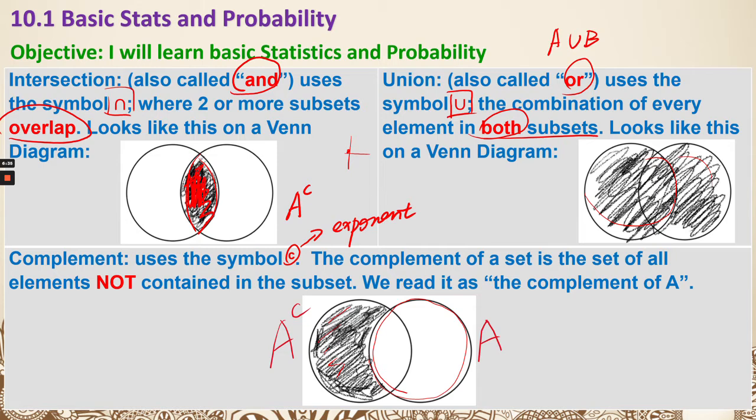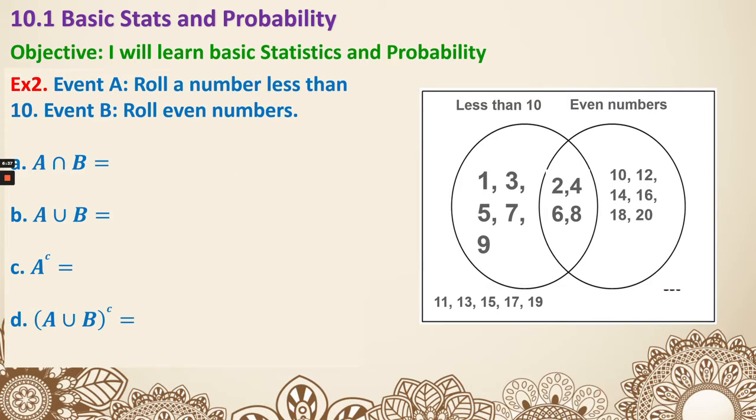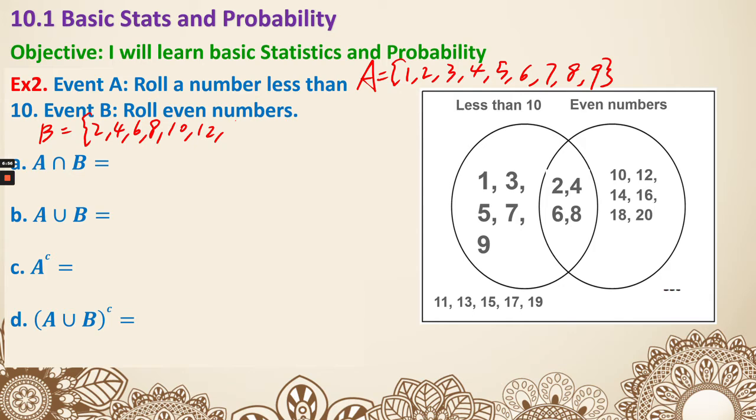Now let's have a look at some examples. We already learned event A is a number less than 10. So A would be 1, 2, 3, 4, 5, 6, 7, 8, 9. B would be 2, 4, 6, 8, 10, 12, 14, 16, 18, and 20. These are the things we already talked about. Next, A intersect B. That means the number needs to appear in both sets. The Venn diagram also represents it on the right side. That would be 2, 4, 6, 8.